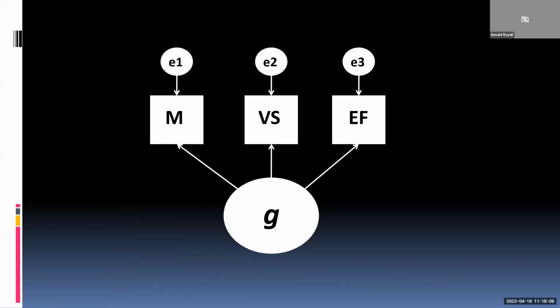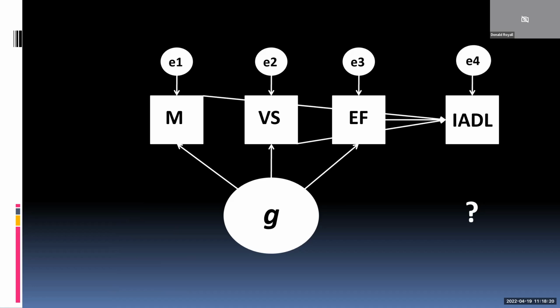So let's go back to our G model here. The problem is going to be how to integrate IDL into this model. So one thing you might try, an obvious thing might be to regress each of your different cognitive domains onto IDL. And so that's what this would look like. That's what it would look like in a structural model format.